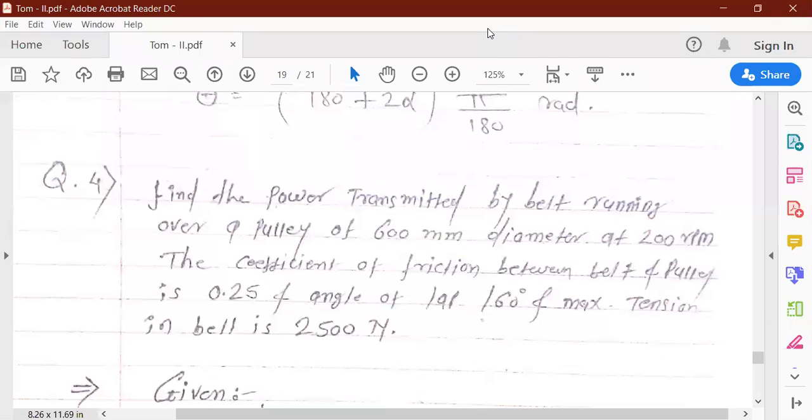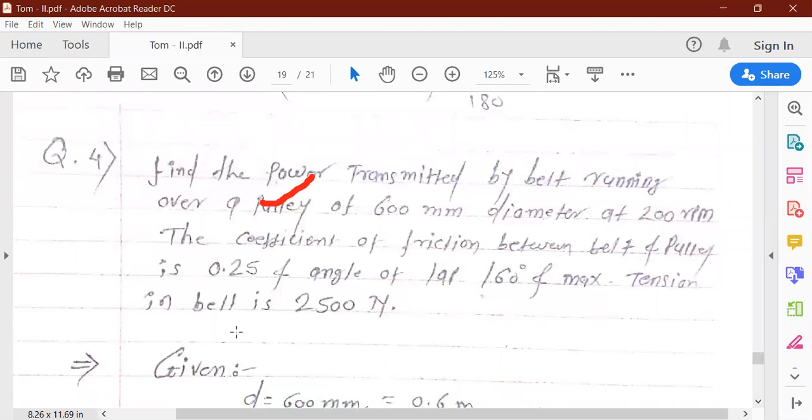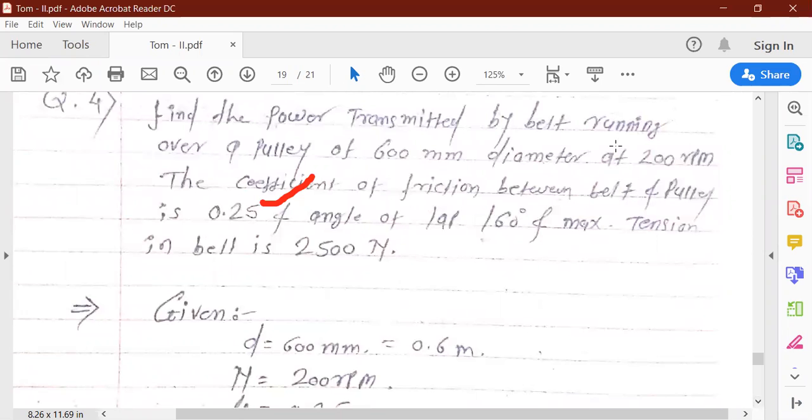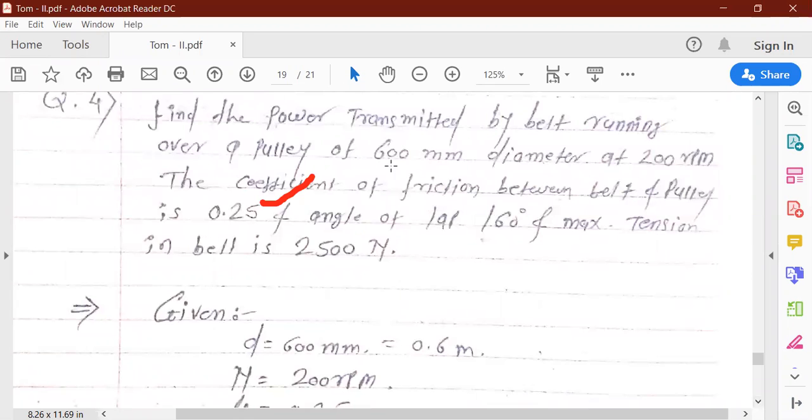So here we have to find the power. Let's see what the given things are, then we will try to solve the numerical. Here the diameter is given as 600 mm, so d is equal to 600 mm. We will convert it into meters, that is 0.6 meter. Then the rotational speed is given, that is n is equal to 200 rpm.